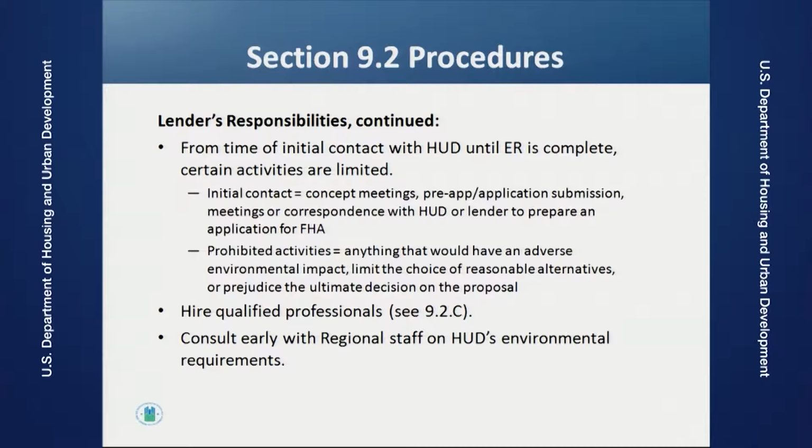Normally, when I get anything over 200 units, I don't want to have a 30-day review period with my field environmental officer, somebody like Laura. I'm going to involve her early and often in my decision making, and that's going to cut down on the amount of review that she's doing at the end.